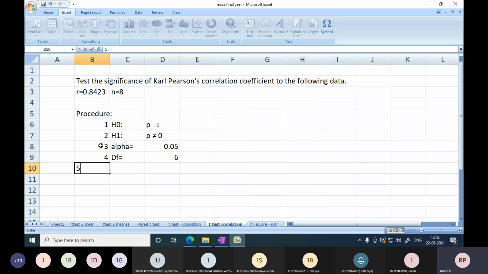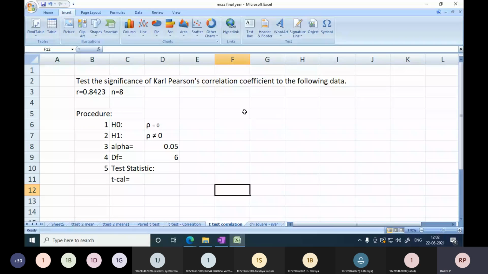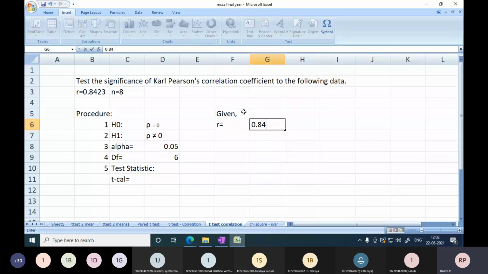And then go to the test statistic. Here you need to calculate the test statistic. T-cal is equal to, what is the T-cal? There is no inbuilt function for this, so you need to do it manually. What is the formula? Numerator r minus rho. Oh, sorry, I forgot to write the given values. Here I'm writing given values. r is equal to 0.8423 and n is equal to 8.